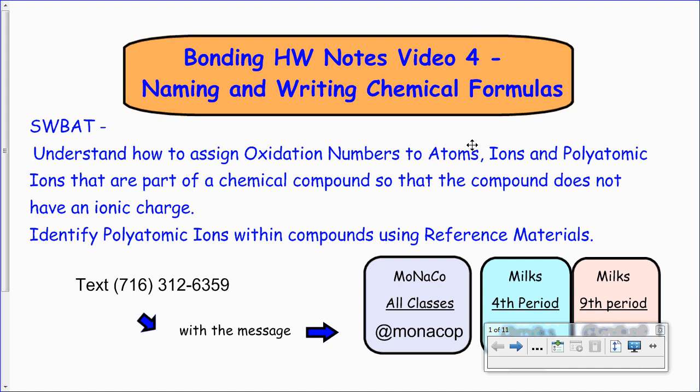We're talking about naming and writing chemical formulas. That's what we're starting to do here. But today, you're going to understand how to assign oxidation numbers to atoms, ions, and polyatomic ions that are part of a chemical compound so the compound does not have an ionic charge. You're basically going to start to use the oxidation numbers from the periodic table to explain how atoms combine into compounds. You're also going to start to get familiar with polyatomic ions off of our reference materials, reference table E, and understand a little bit more about what those are and how they play the game.